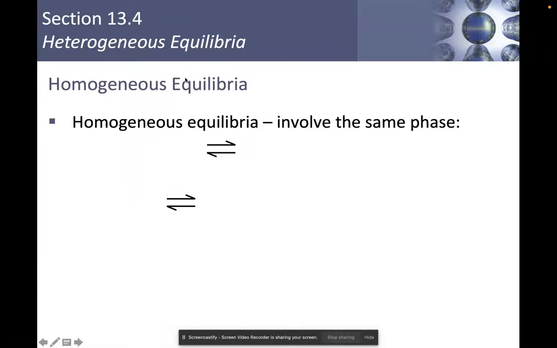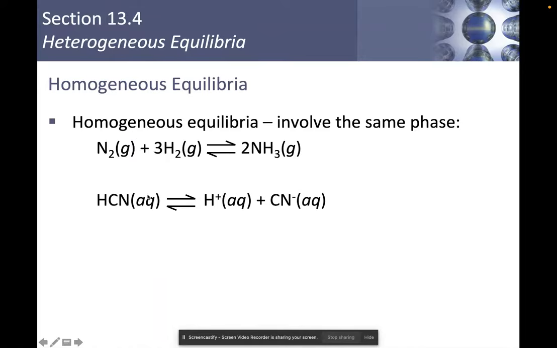All right, heterogeneous and homogeneous equilibrium. So there are two types of equilibrium. A homogeneous equilibrium means that we have the same state of matter. They could all be aqueous or all be gaseous, something like that, right? So the one we've been using is an example of a homogeneous equilibrium. I have all gases. Another good example would be something where I have all aqueous solutions. That's called homogeneous because, remember, homo meaning same. So we have the same state of matter in our chemical equation.